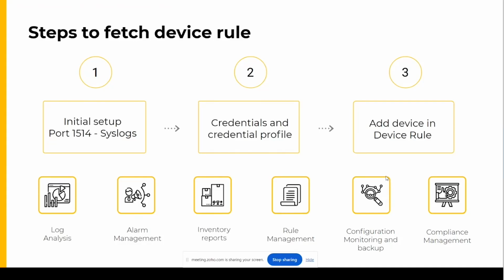Step 3 is, once you set the credentials, you have to now fetch rules and configuration from your firewall and add the device to the device rule. Once you do this, you get access to the rule management reports, config monitoring reports, and compliance management reports.